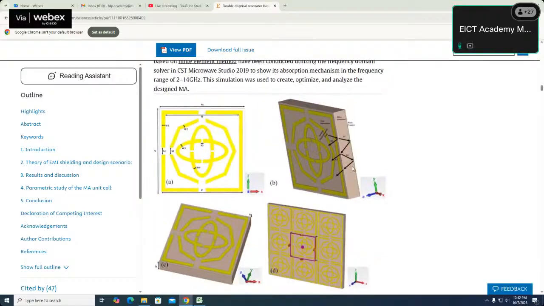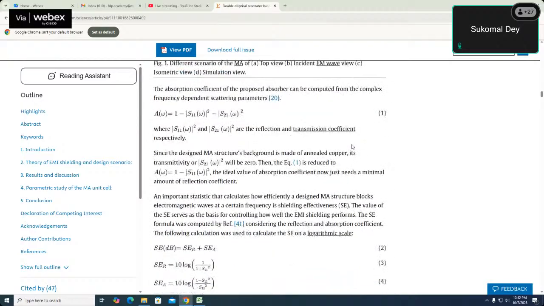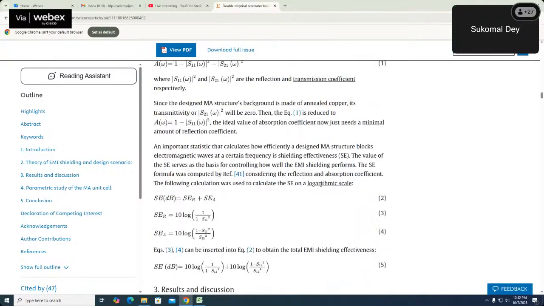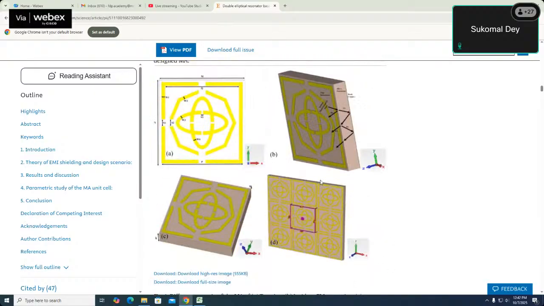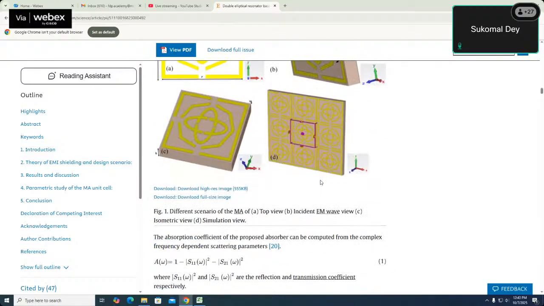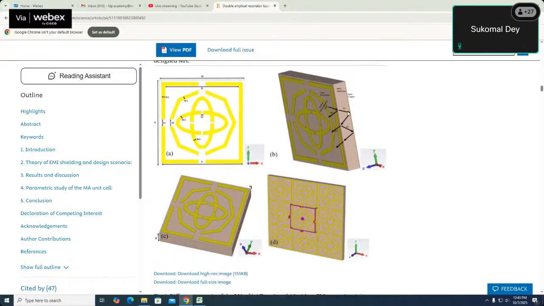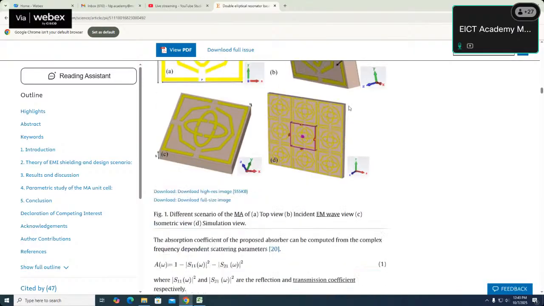This is the structure of the metamaterial absorber in which the ground plane is present. This one, the ground plane is here. Somehow your screen is... okay. Yes, sir. Now I can properly see. Yes, sir. There is a ground plane which is present.